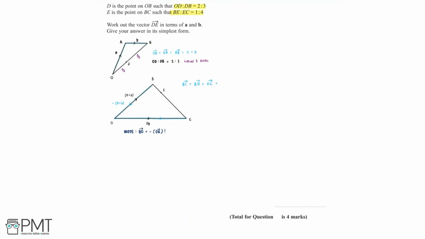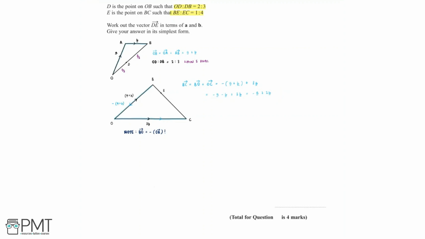If we know that OB is equal to A plus B, the vector BO would be minus brackets A plus B. We also know the vector OC because we're told in our question that the vector OC is equal to 3B. And so BO plus OC is equal to minus brackets A plus B plus 3B, and simplifying, minus brackets A plus B becomes minus A minus B, add the 3B, and we're left with minus A plus 2B. And so we found that the vector BC is minus A plus 2B.